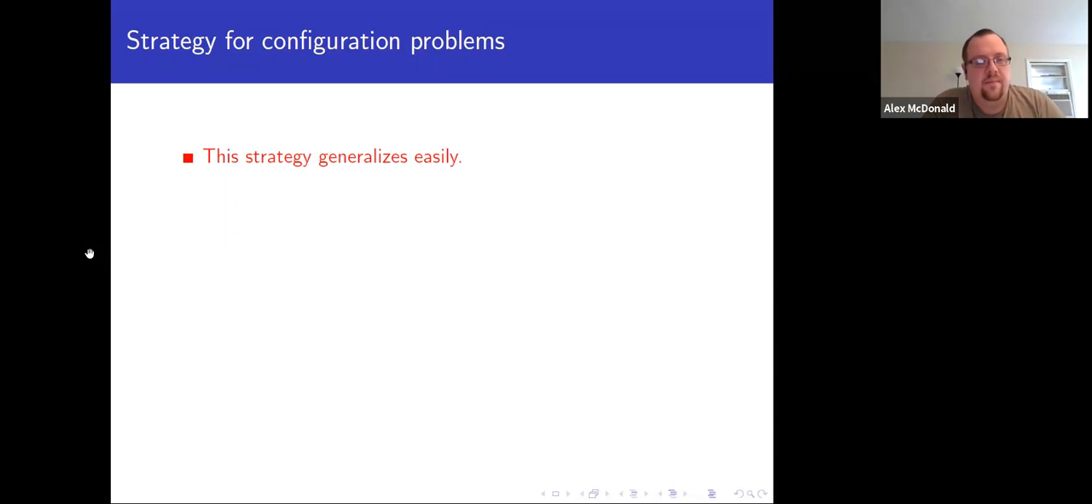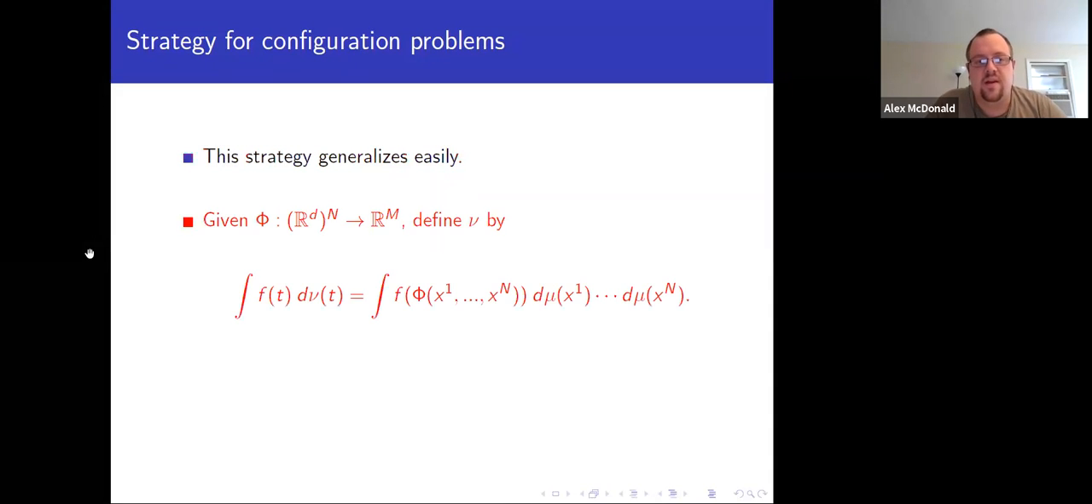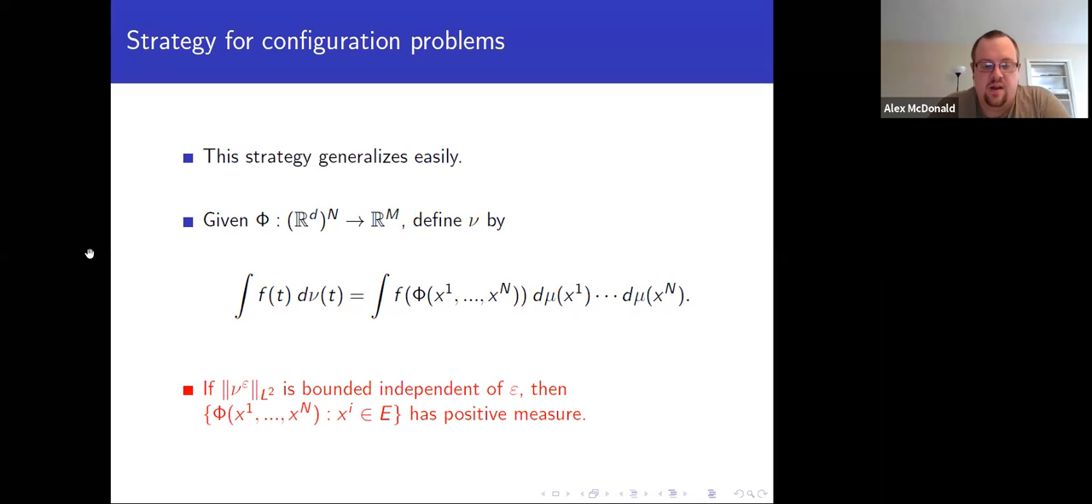Okay, so this is what I mentioned before, but this strategy generalizes pretty easily. Given a function phi, which takes, let's say, n vectors in R^d and spits out a vector in R^m, you can define a push forward the same way. So integrating f of t, where t is now a vector in R^m, with respect to nu is integrating the composition of f with this function phi that we're interested in with respect to mu of x^1 through mu of x^n. You define an approximation in the same way, and if you can get uniform L2 bounds on that approximation, then the image of whatever function phi you're looking at has positive measure. So in the Falconer problem, n equals 2, you're taking pairs of vectors, m equals 1, your distance is a real number. But you can apply this framework fairly generally.